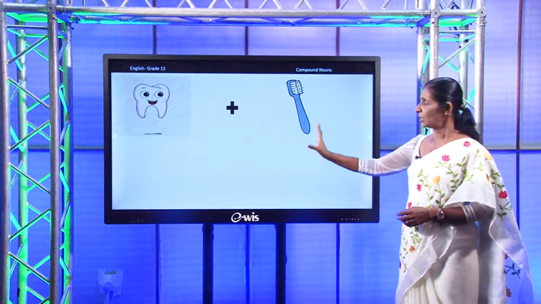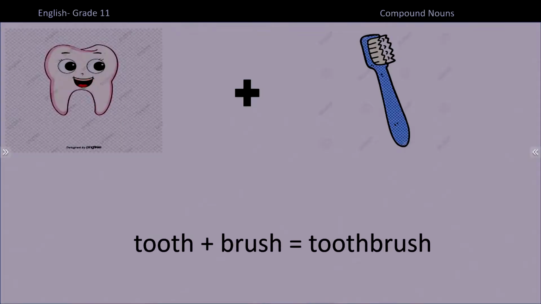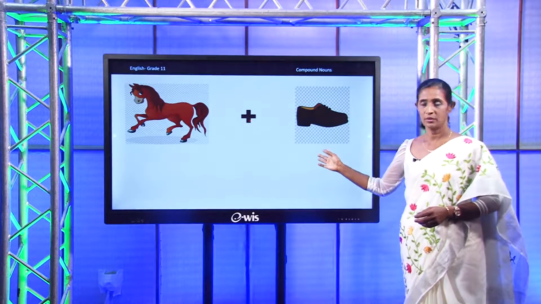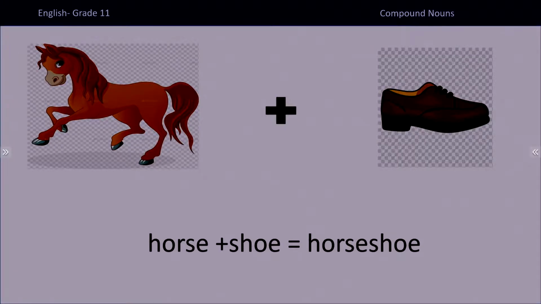Toothbrush. Compound noun will be toothbrush. Toothbrush, toothbrush. And that will be the last one. Horseshoe. Horseshoe. Okay, children. Hope that you marked the words. You corrected your spelling. And if you need more words, you can copy them down. Shall we move on to the next activity?